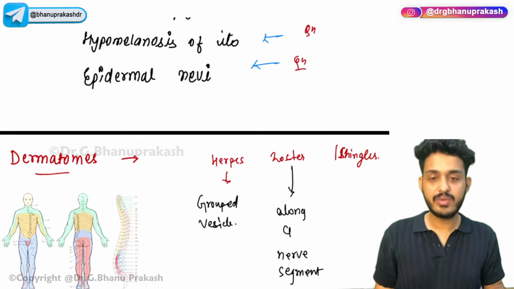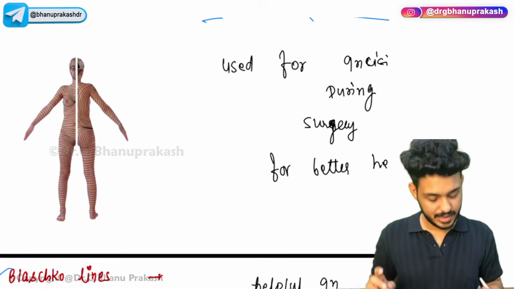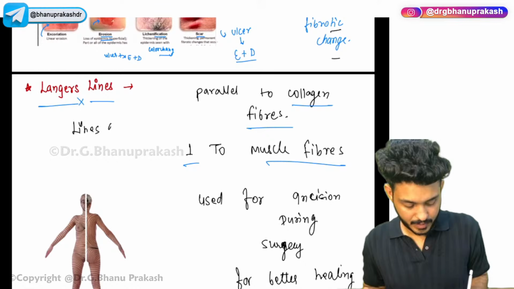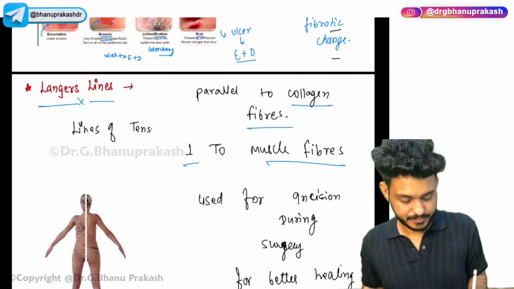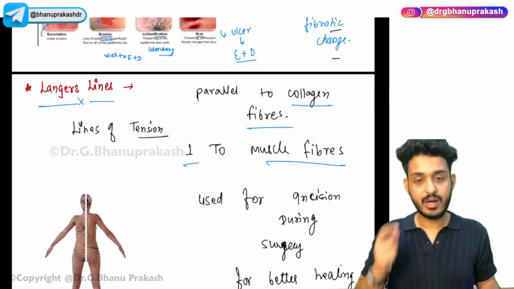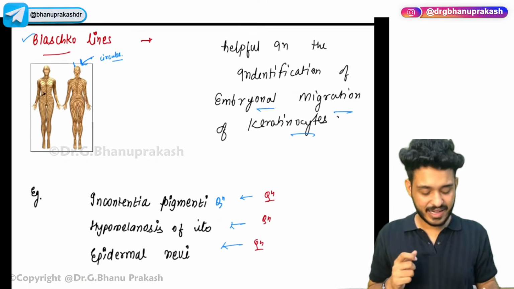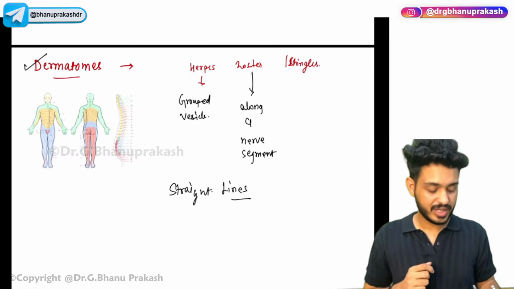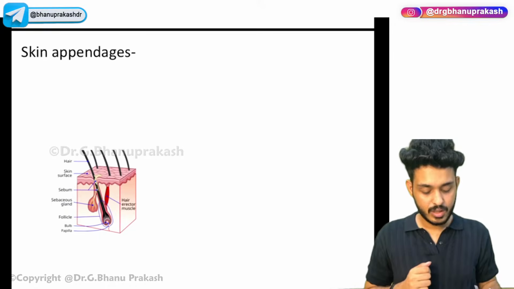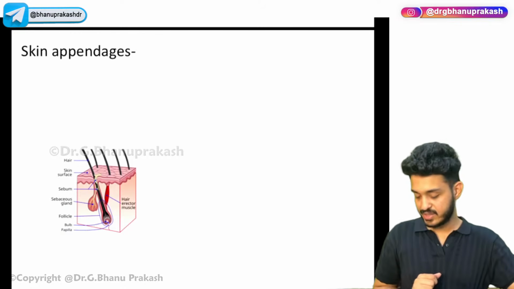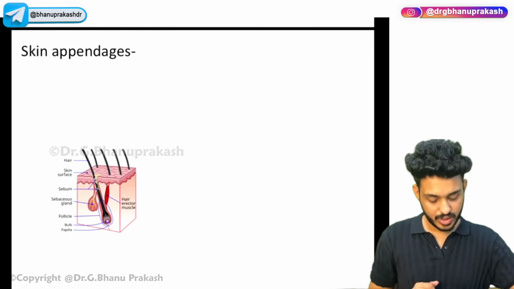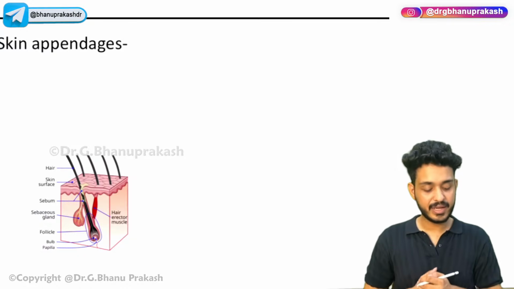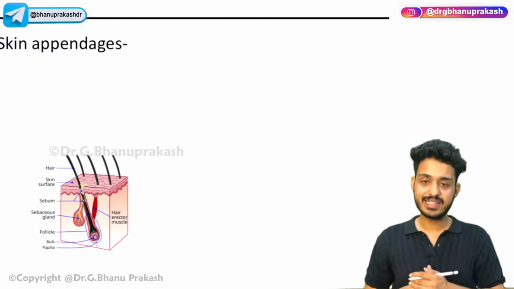Okay, so three lines you have to remember. One is Langer's lines. They are lines of incision, also known as lines of tension. Then we have Blaschko's lines, and then we have dermatomes. So we are done with chapter number 1. Are you guys understanding? Do let me know so that we can proceed to chapter number 2, that is about your skin appendages. Okay, we will go fast through skin appendages.